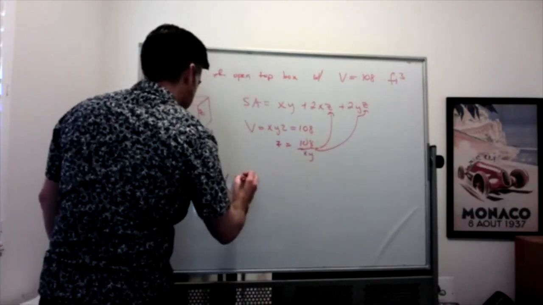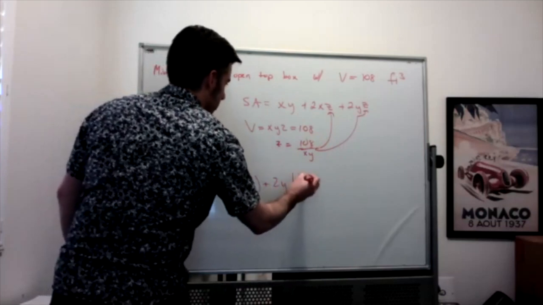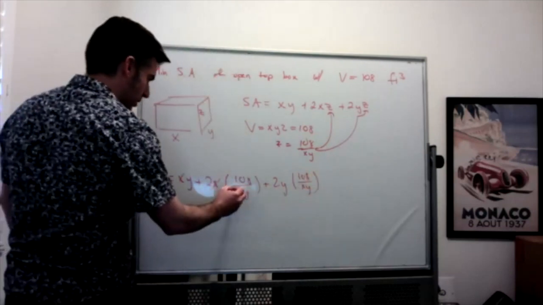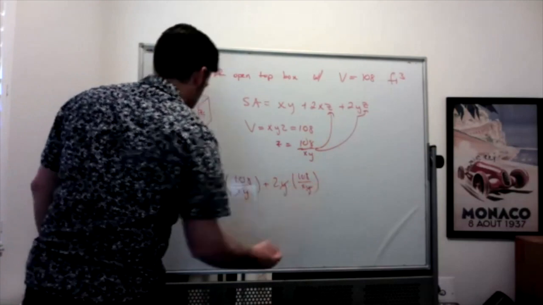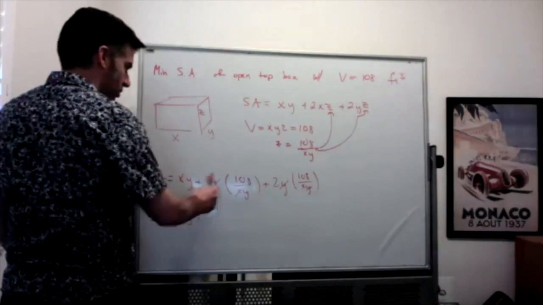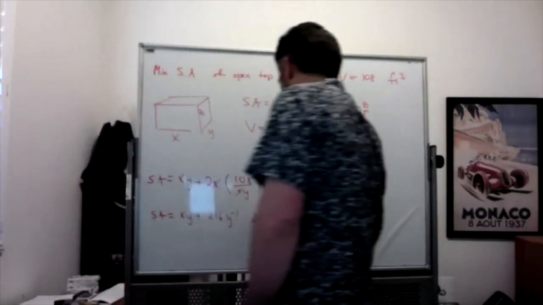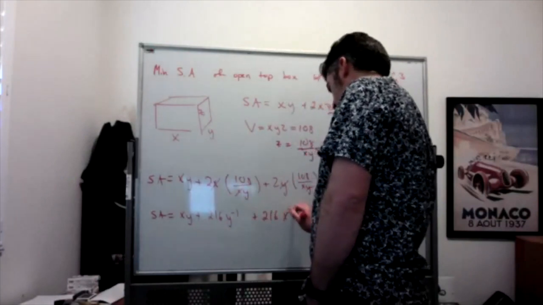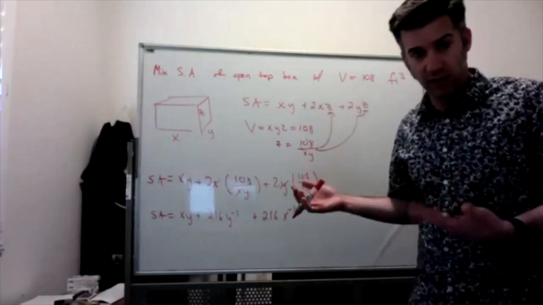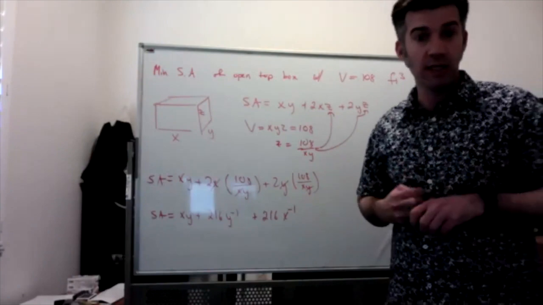So we're going to have 108 over XY plus 2Y times 108 over XY. And I'm going to cancel an X here and an X here, and a Y here and a Y here. So I'm going to write that my surface area is XY plus 2 times 108, which is 216, Y to the negative first, plus 216 X to the negative first. So all that's well and good, and that's not an insignificant part of this. Setting it up and getting the surface area equation in terms of 2 variables is a significant part.